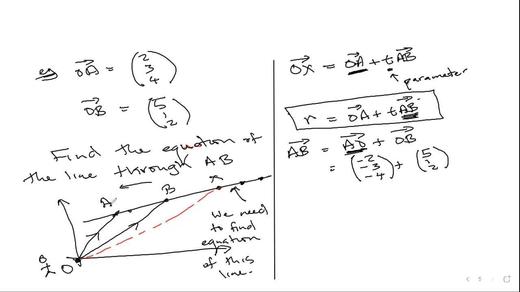Remember now, I said it's from O to A plus some parameter times AB. So I need to find AB. I already have OA. So I'm going to fill in the numbers now. To get from A to B, I have to go from A to O and then O to B. I need to find this and I need to find this: OA and AB to find the equation of the line.